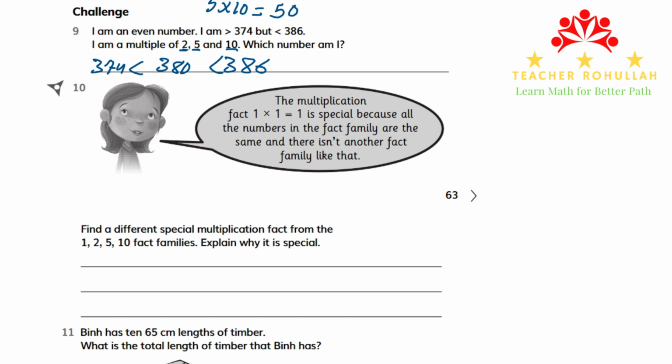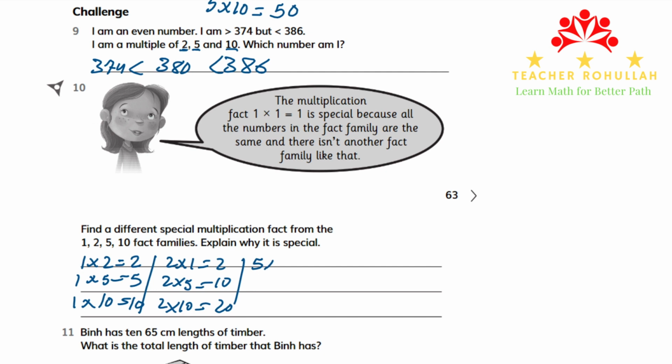To find that special fact family, I will write the fact family for some of the numbers. Let's write for 1. 1 times 2 is 2. 1 times 5 is 5. 1 times 10 is 10. Let me do it for 2. 2 times 1 is 2. 2 times 5 is 10. And 2 times 10 is 20.